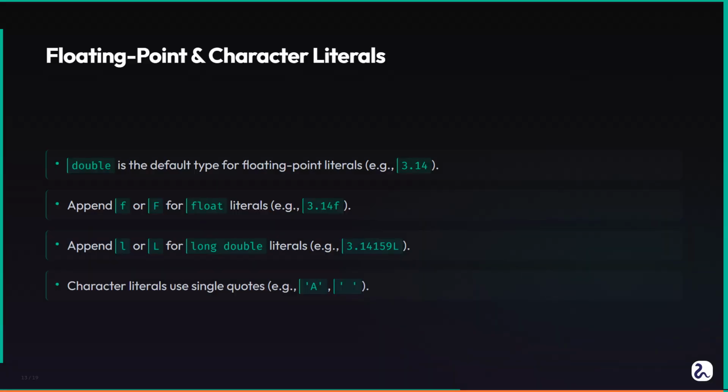Floating point literals are double by default, like 3.14. To specify a float, you append f or F, as in 3.14f. For long double, you use l or L, like 3.14L. Character literals use single quotes, like 'a', and string literals use double quotes, like "hello". C++20 also added the u8 prefix for UTF-8 string literals, like u8"hi".